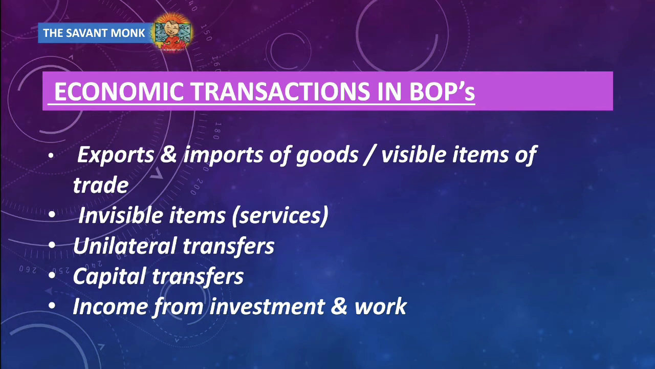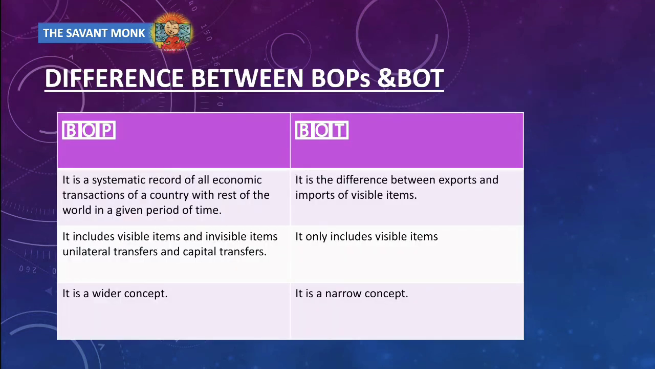And then we have income from investment and work. It includes profits, interest, dividends, etc. from investment, and salaries from work given abroad. Alright. Now there are two terms that are often confused with each other. These are balance of payments and balance of trade.